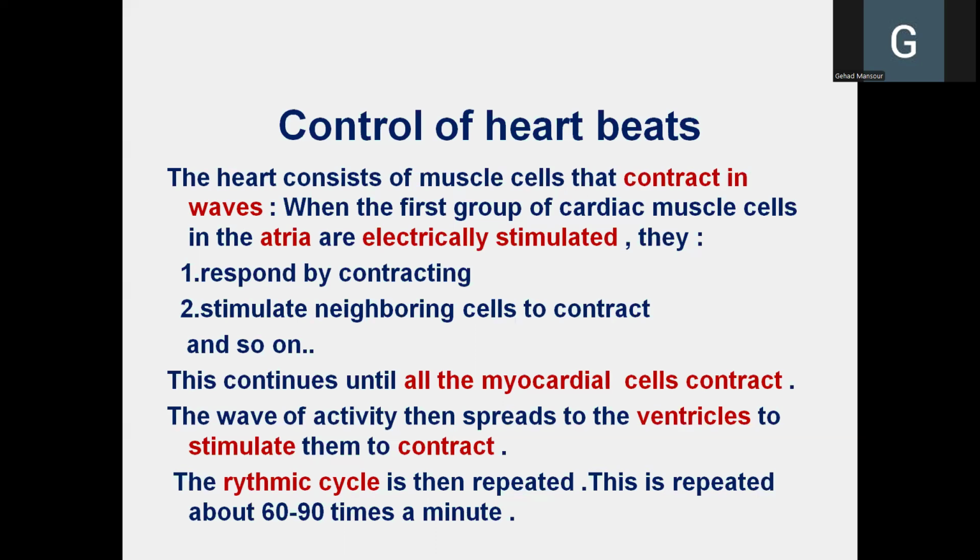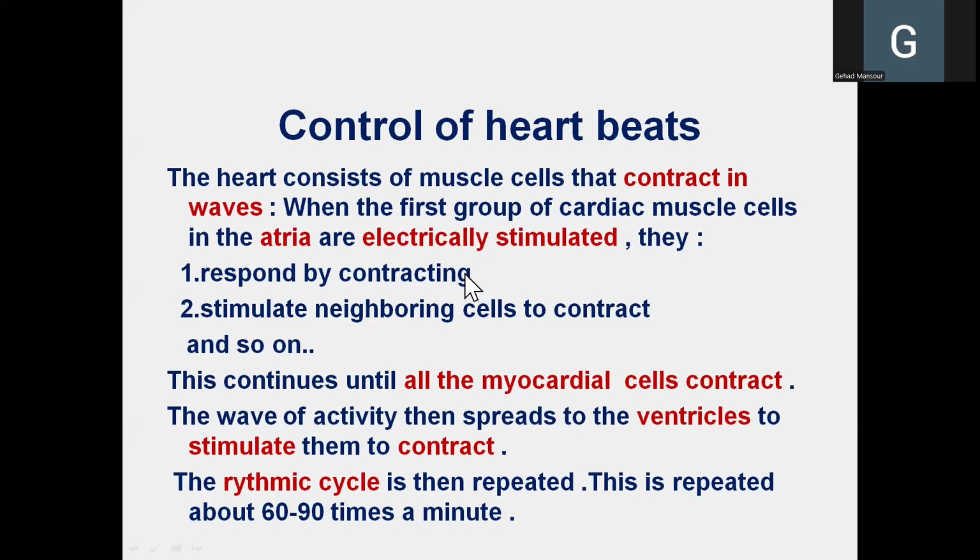And as a general rule, what is the condition for a muscle to contract? In order for a muscle to contract, it should first receive a nerve impulse, and that nerve impulse should be above the threshold to stimulate it. And when the cardiac muscle is stimulated by an adequate stimulus that exceeded the threshold, it will respond. What is the response of the muscle? The response of the muscle consists of two phases.